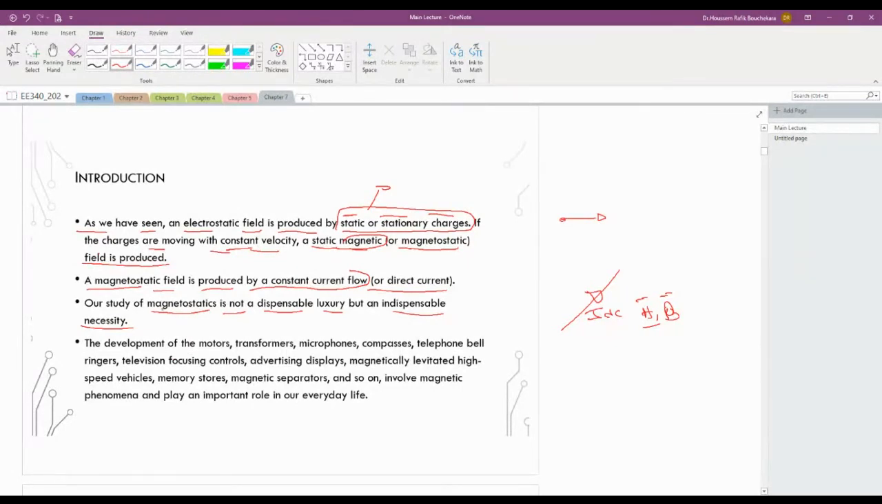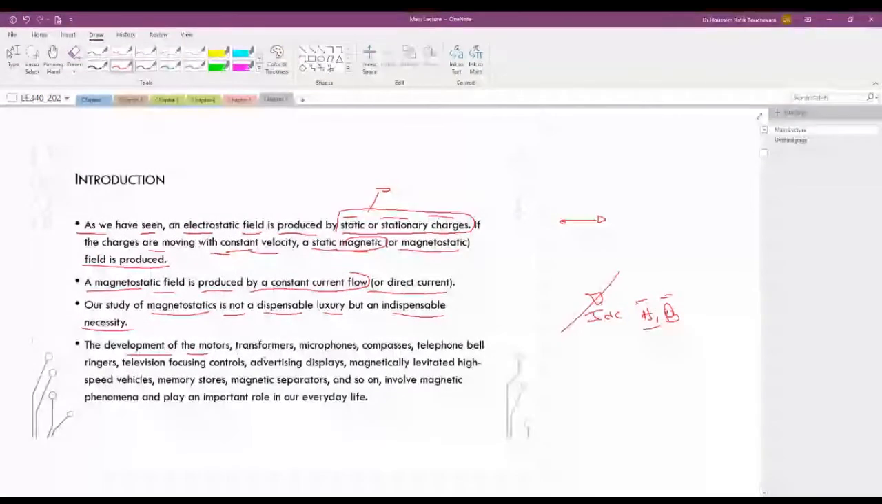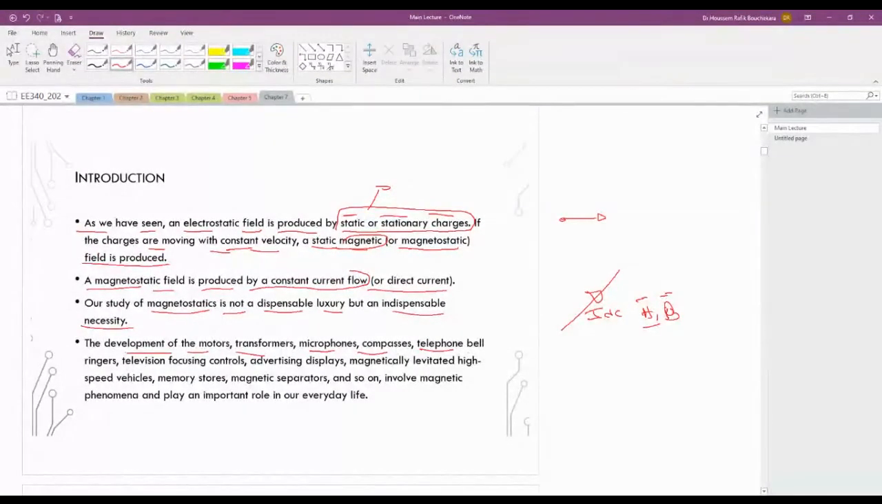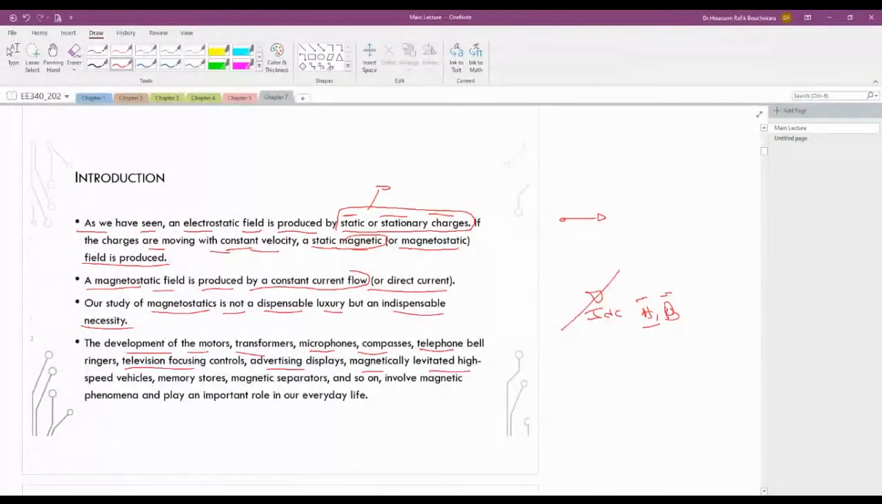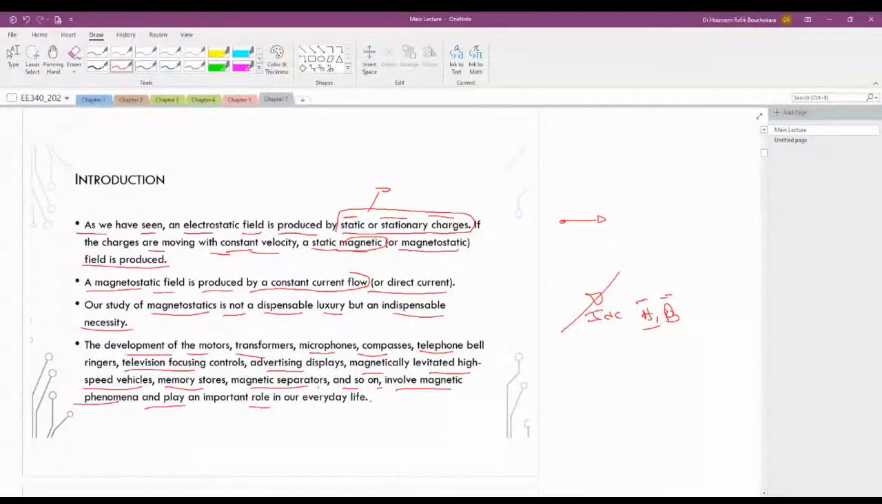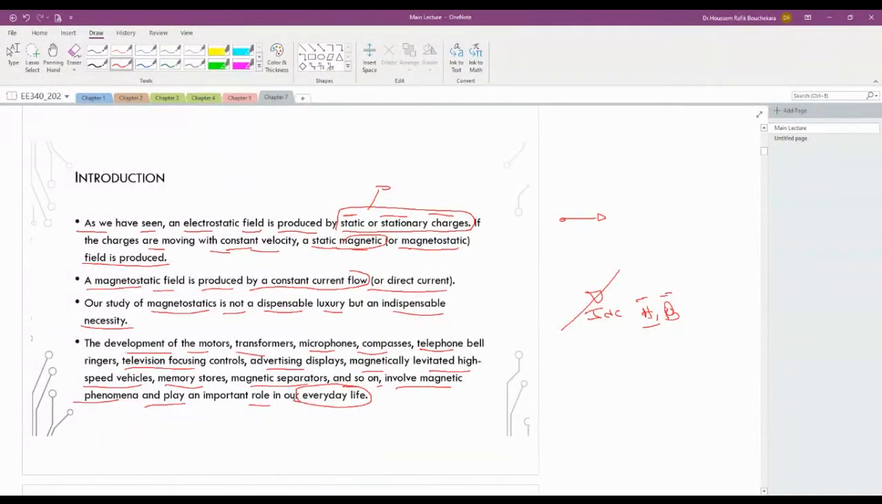The magnetostatic fields are important for the development of motors, transformers, microphones, compasses, telephone bells, ringers, television. Many applications: magnetic levitated high speed vehicles, memory stores, magnetic separators, and so on. All these applications involve magnetic phenomena, and they play an important role in our everyday life. This is why the study of magnetic fields is very important.